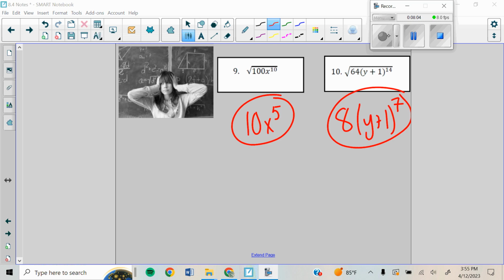All right, square root of 100 gives us 10. x to the 10th, we divide by 2, we get 5. Square root of 64 is 8, and then we take that 14th power, we're going to divide by 2 because it's a square root, and we get to the 7th power.